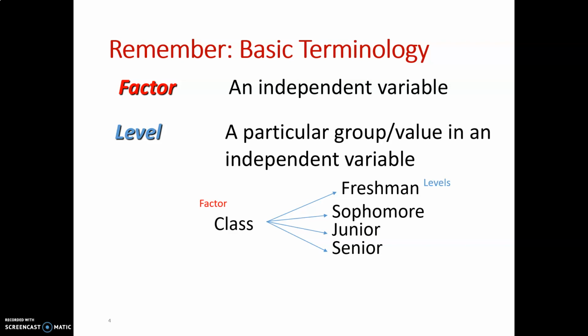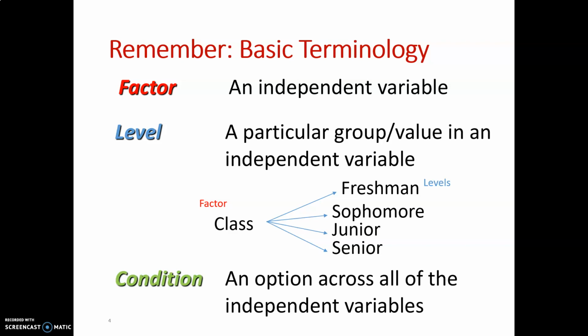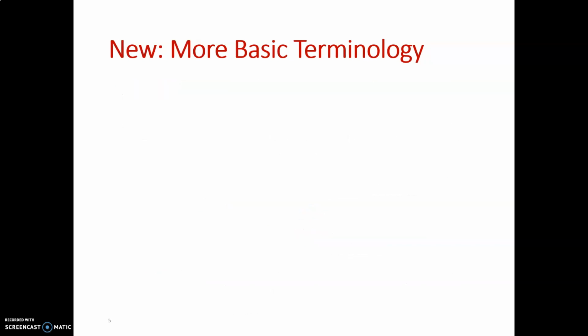Again, factor is the major idea or independent variable. Levels are the groups or conditions within that factor. We also use the word condition to specifically talk about an option across all of the levels of the independent variables. So if we have more than one factor, we're going to look across factors and levels to figure out how many conditions, or total number of groups, we have for our participants within our study.